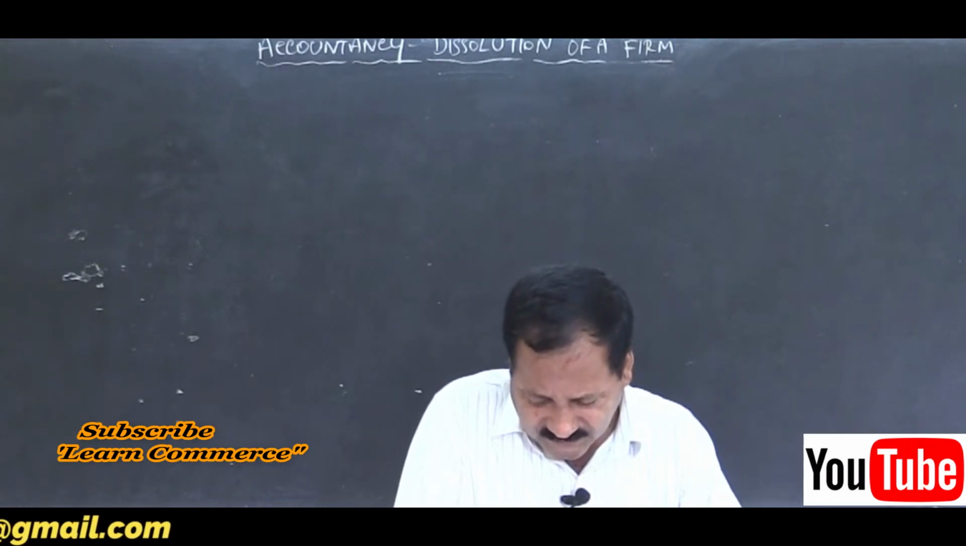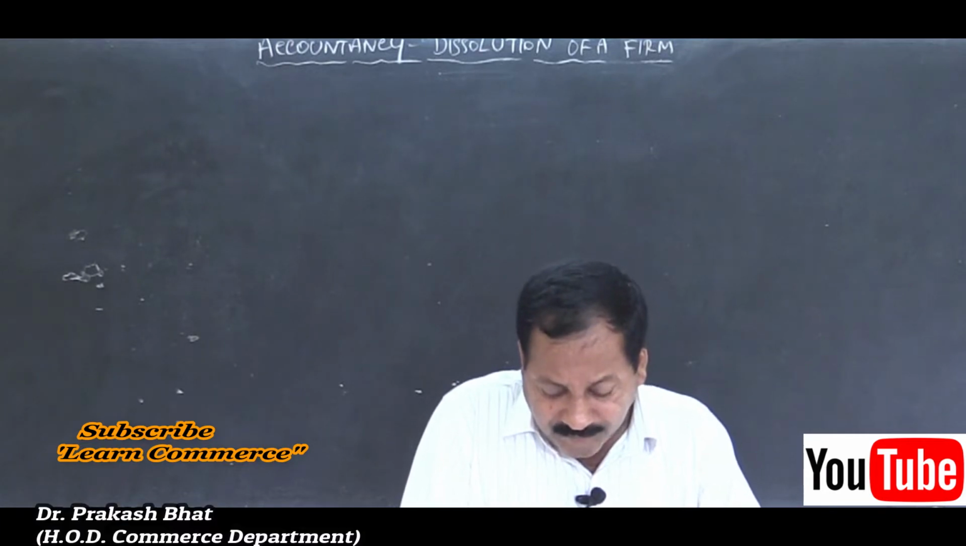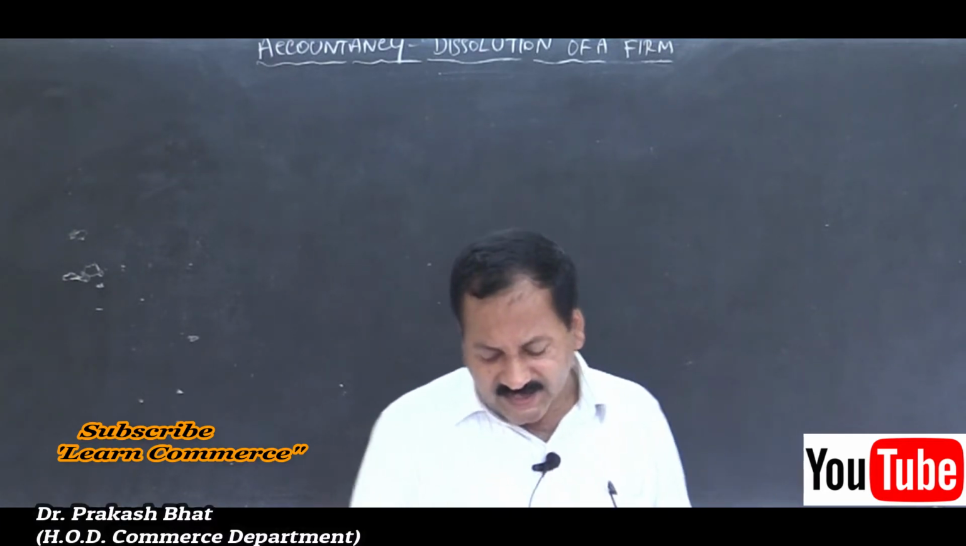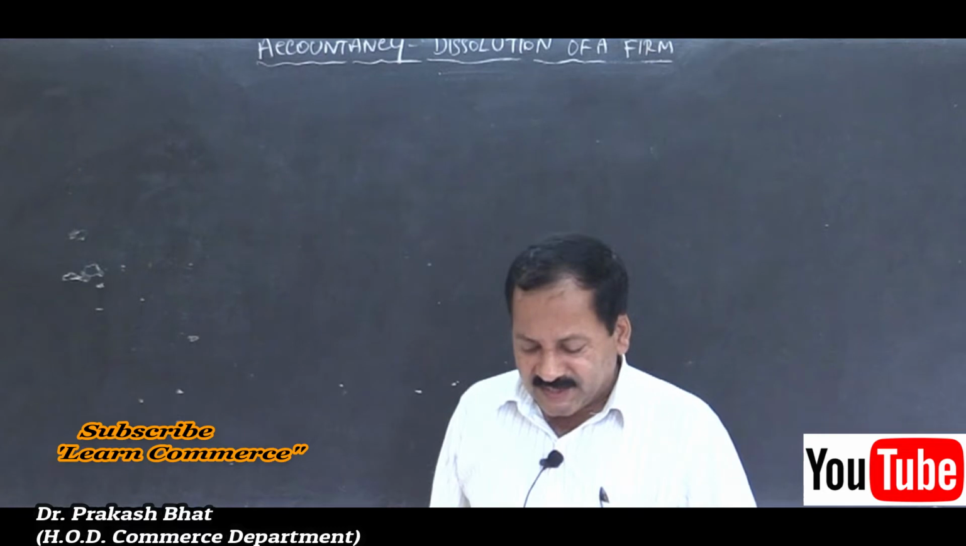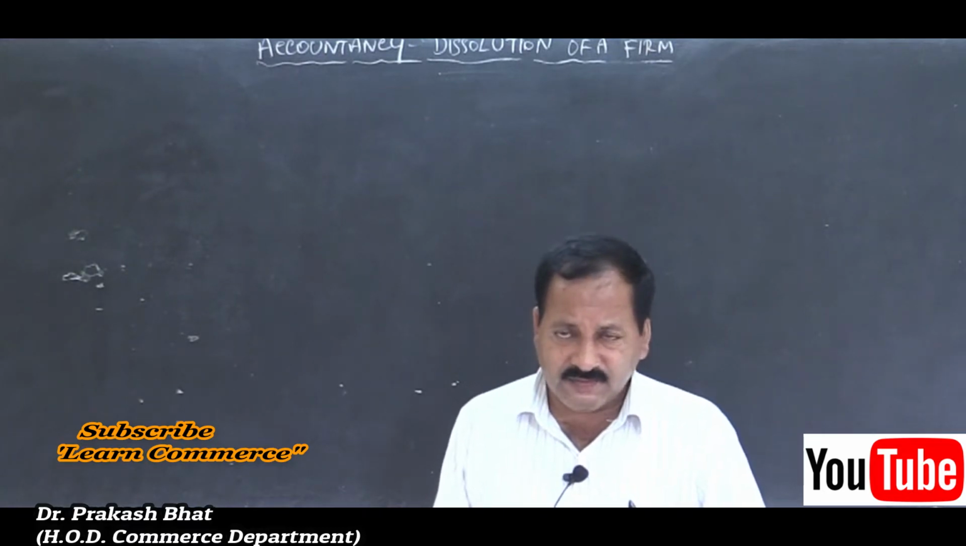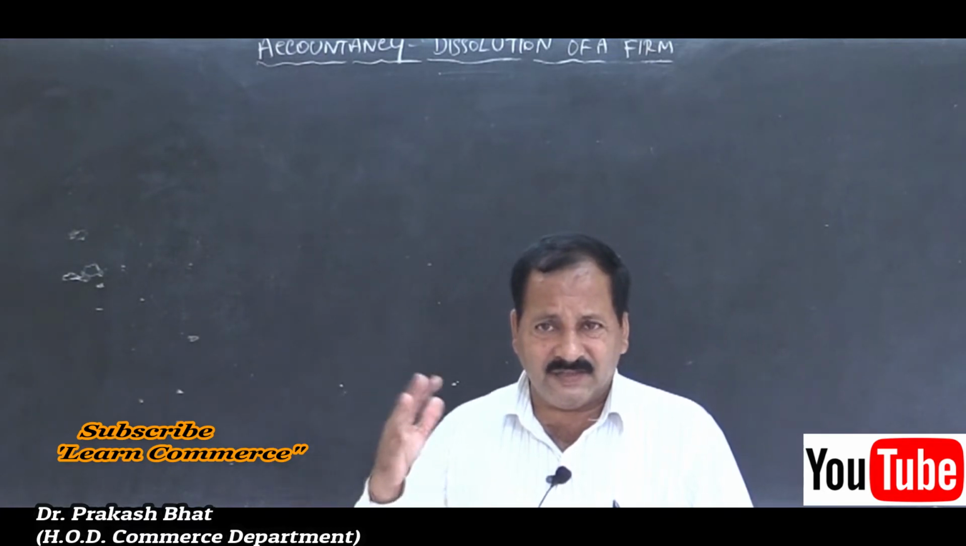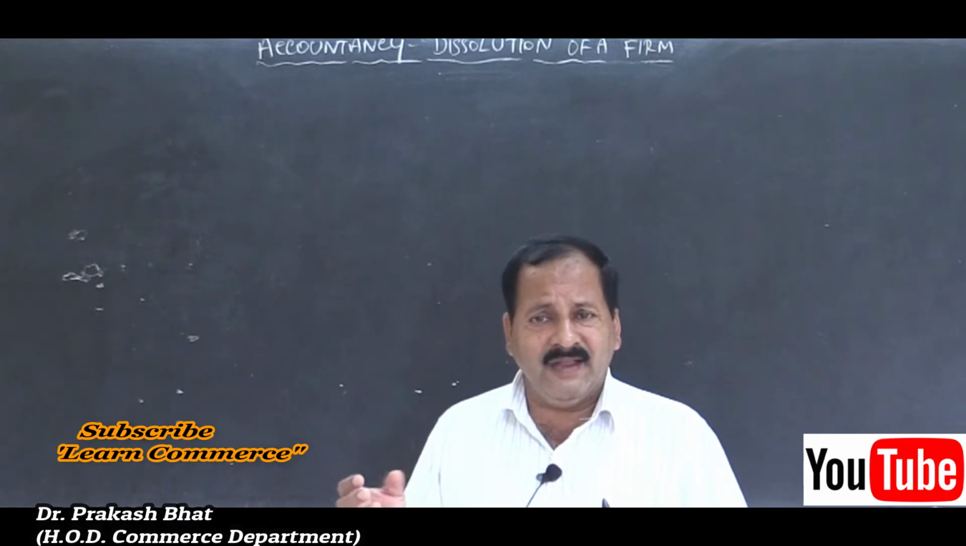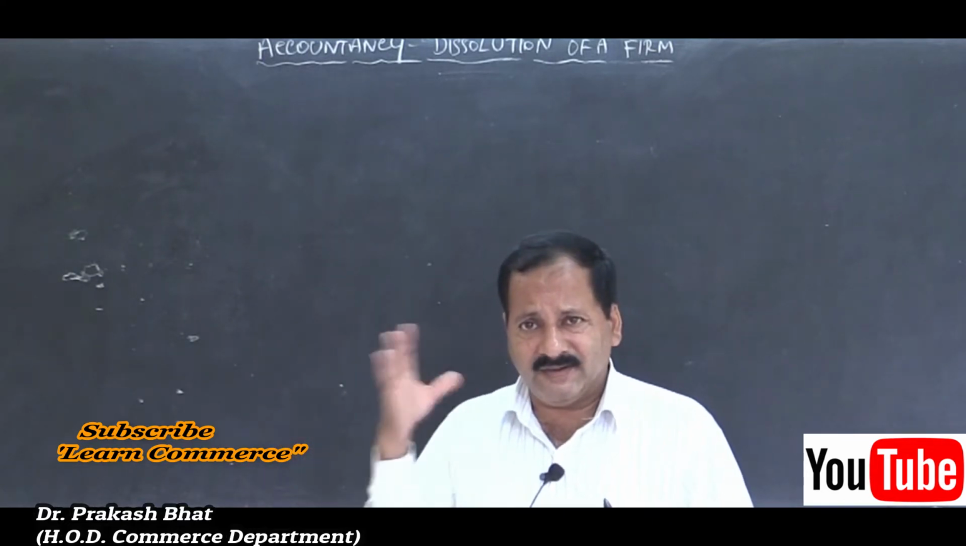That's all. Machinery is realized for 55,000. Stock is realized for 15,000. Debtors realized for 6,150. So we have to write here, that is on the credit side of realization account, by bank, assets realized, write one by one. Correct?